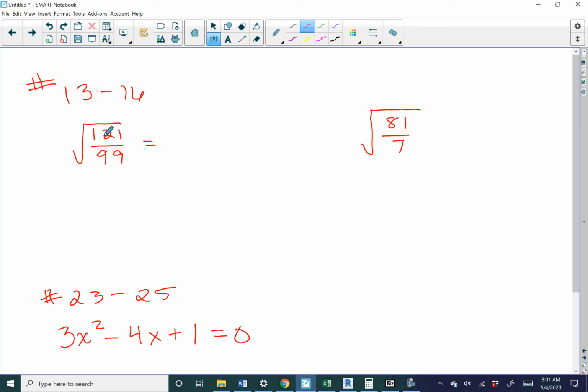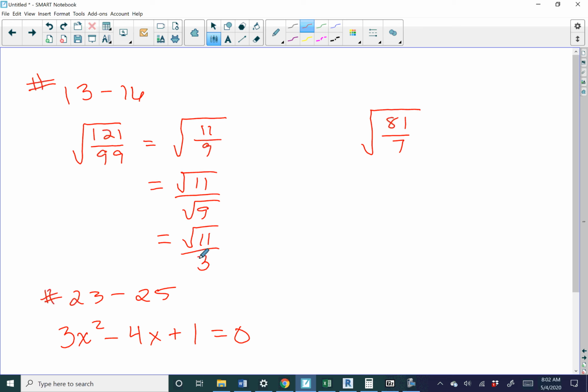If I can, the square root of 121 over 99, I know that 121 and 99 both have a common factor of 11. So what I'm going to do is say, hey, this is the square root of 11 over 9, right? Because 121 divided by 11 is 11, and 99 divided by 11 is 9. So I can then break this up into the square root of 11 over the square root of 9. And the square root of 9 is easy. So this is square root of 11 over 3.